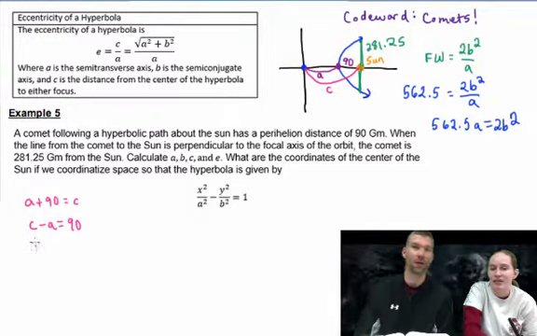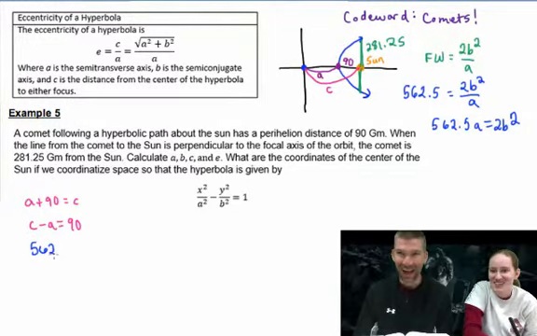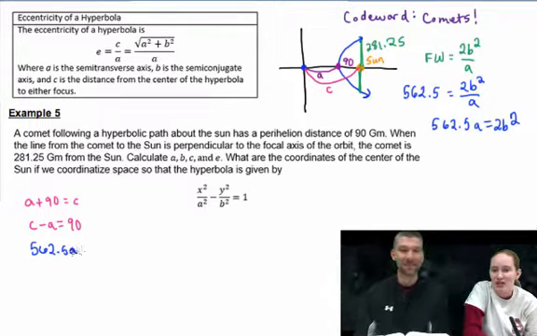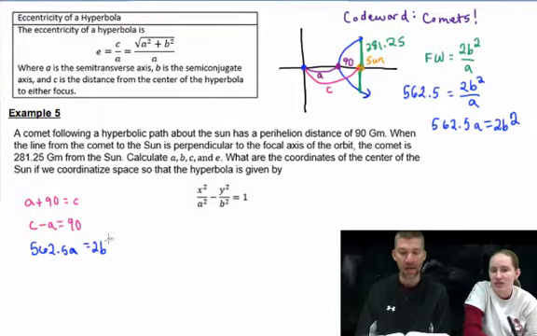So that means that now we've got a system of equations that we can solve for a and b.